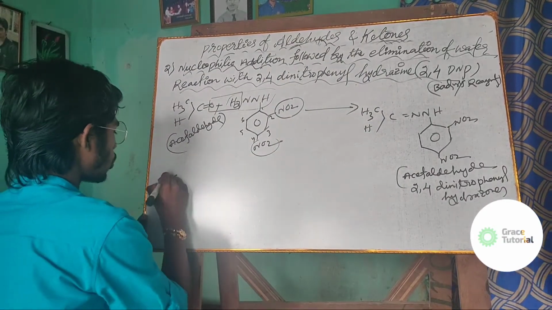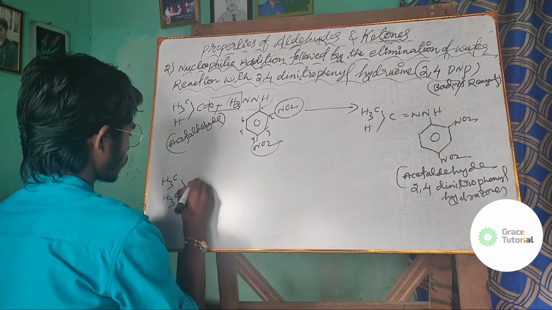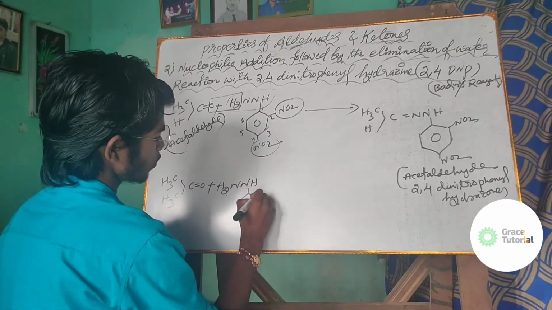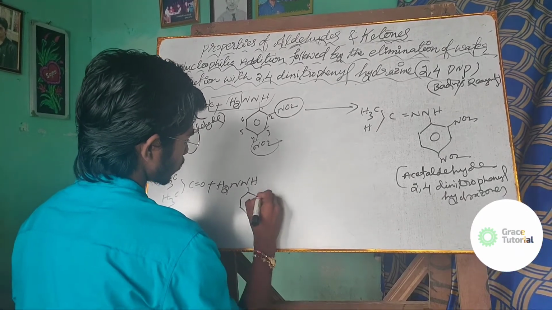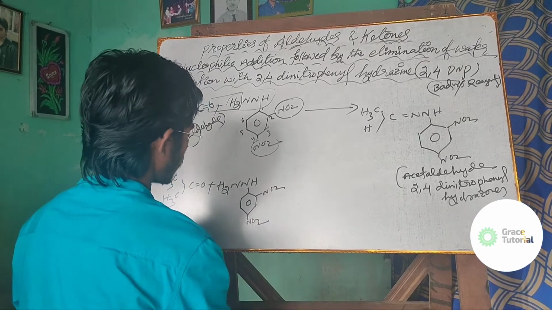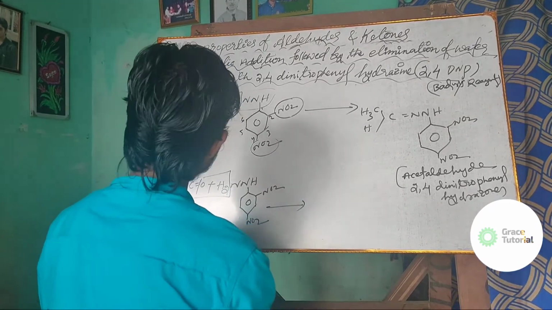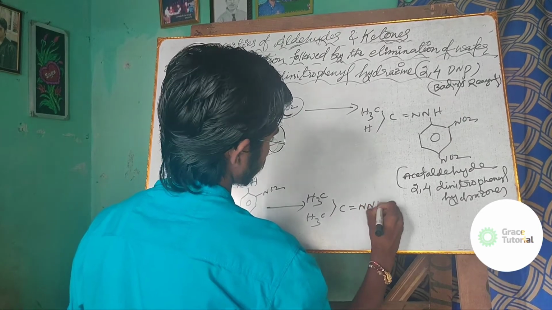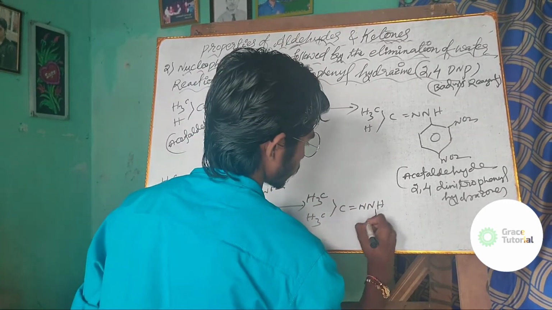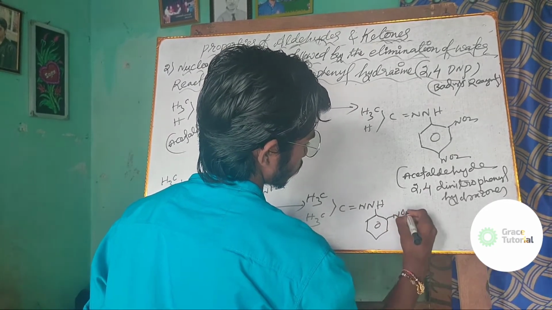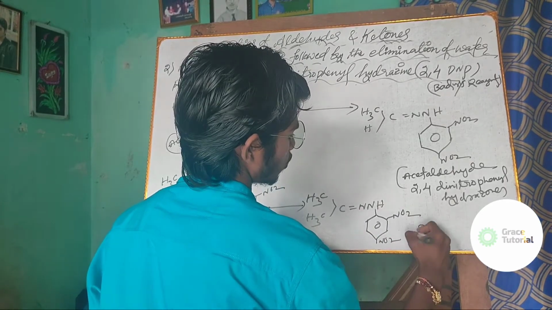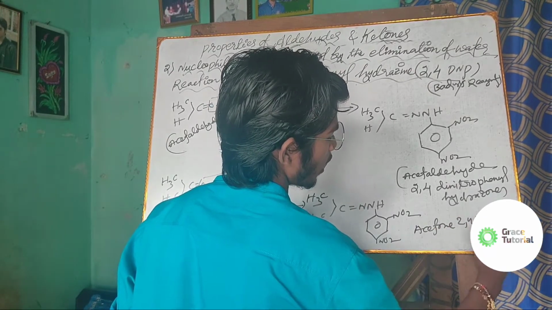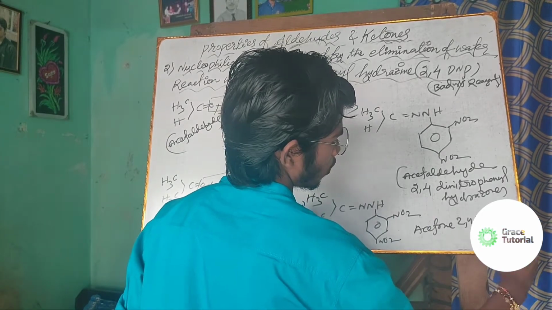Similarly, if you take acetone and it reacts with 2,4-dinitrophenylhydrazine, this water is removed, and finally it gives acetone 2,4-dinitrophenylhydrazone. Hydrazone is obtained.